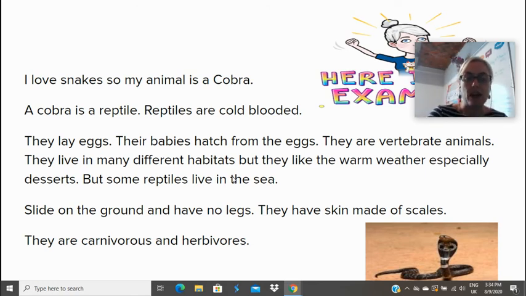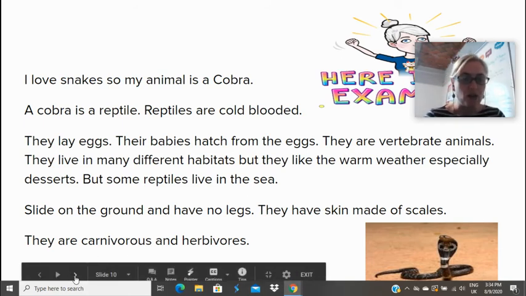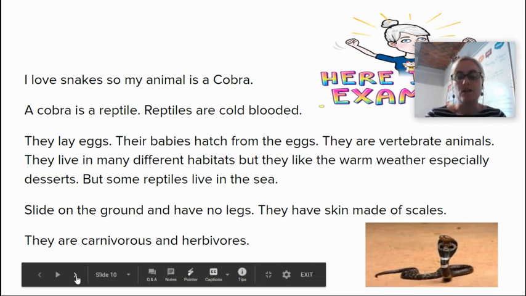Reptiles slide on the ground and have no legs. They usually pull their belly along. They have skin made up of scales, and they are carnivorous and herbivores. Do you know what that means? Do you remember? Carnivores like to eat meat, and herbivores like to eat plants, greens, and vegetables. Okie dokie.